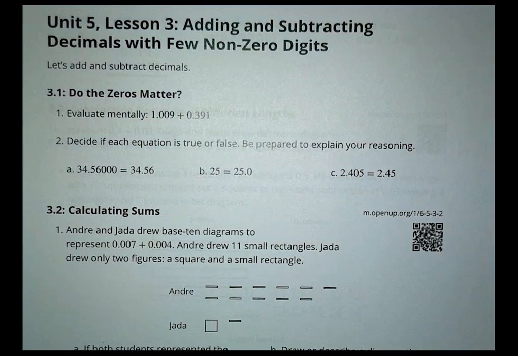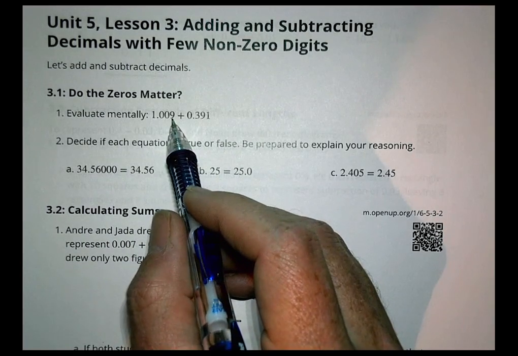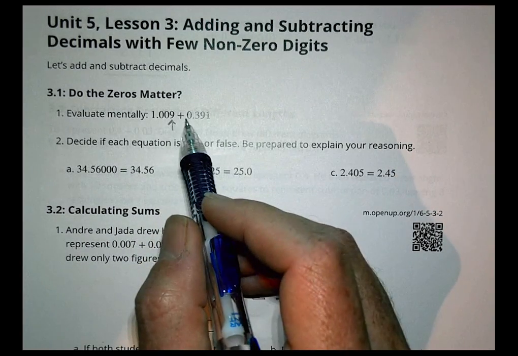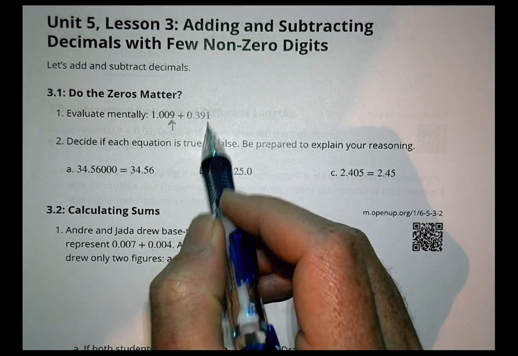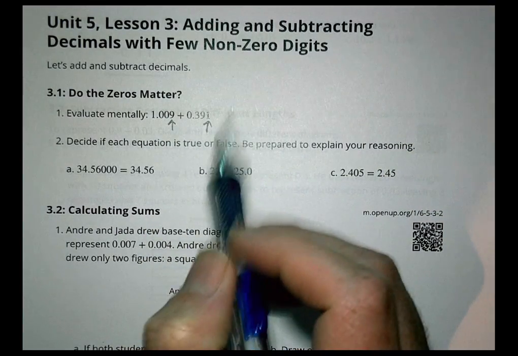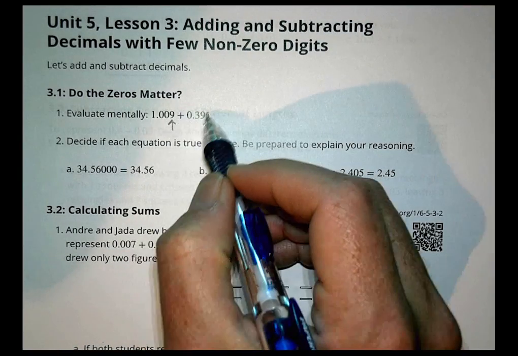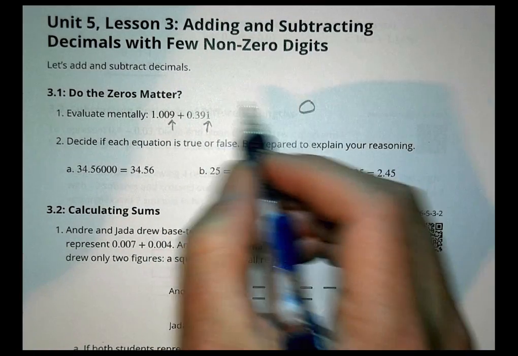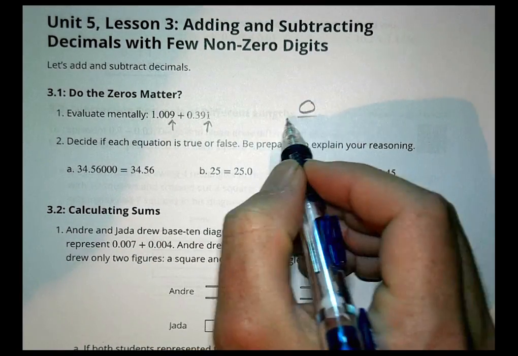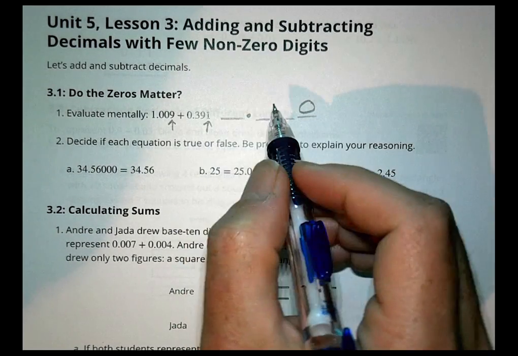1.009 plus 0.391. Okay, so just doing some mental math here. First of all, this 9 is in the thousandths place, and I get a 1 there, which means I'm going to have to do some bundling or some regrouping, right? That 9 and that 1 are going to become a 10, which means I end up with a 0 in my thousandths place.